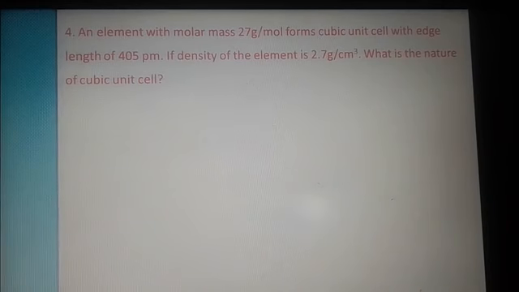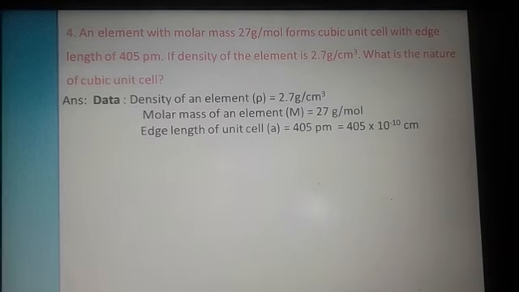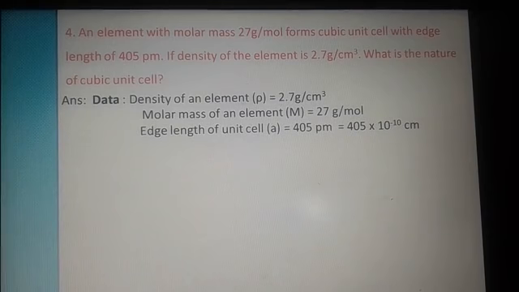Now next type of numerical we will see, that is determination of the nature of the unit cell. For that, what is given to us? Density of the element, that is 2.7 grams per centimeter cube. Molar mass of an element is equal to 27 grams per mole. Edge length of unit cell, it is 405 picometer, and we will convert it into the centimeter: 405 into 10 to the power minus 10 centimeter.